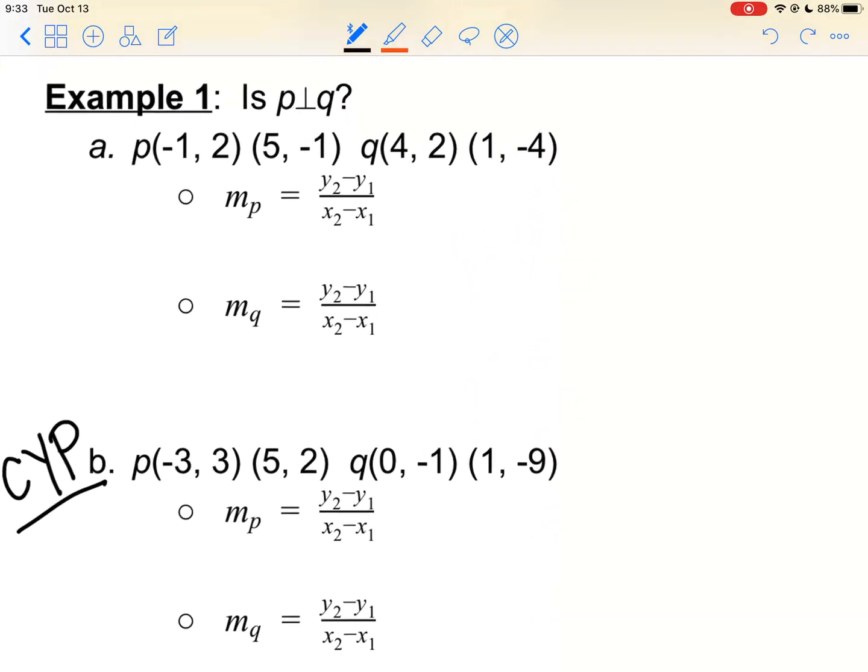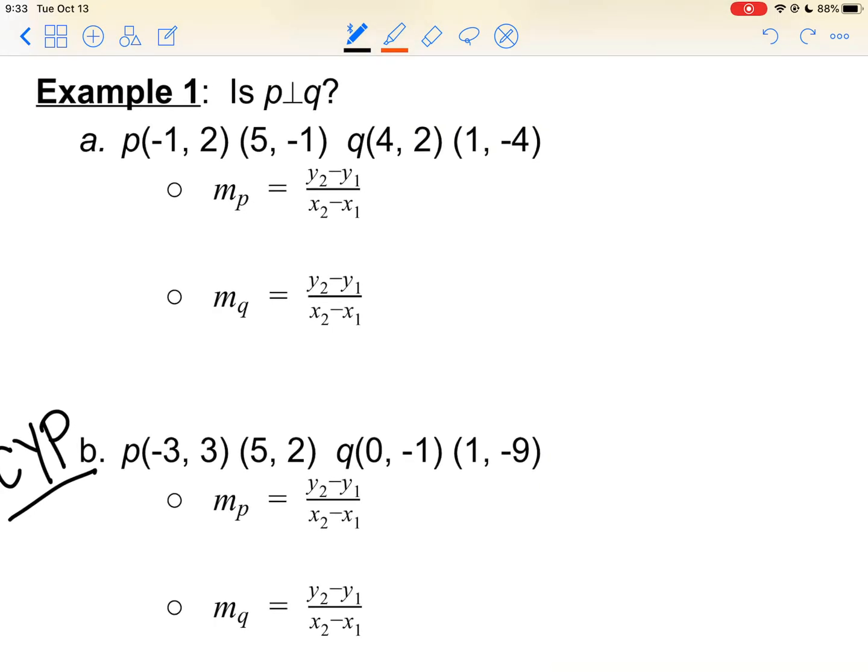So on example 1, we have one that I'm going to do and then one for you to do. This question asks, is line P, I'm going to put some symbols over them, perpendicular to line Q? Line P goes through the points (-1, 2) and (5, -1). Line Q goes through the points (4, 2) and (1, -4). So we need to find the slope of each one.